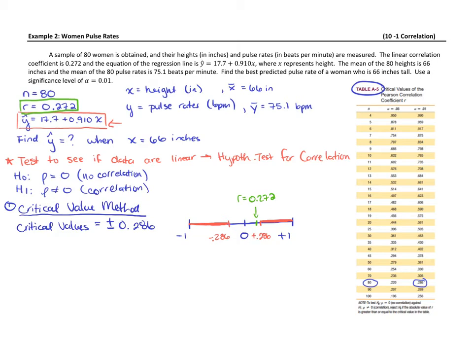All right, so because our correlation coefficient does not fall in the critical region, this suggests, so here I'll write this down, since R does not fall between -0.286 and +0.286, we're going to fail to reject the null hypothesis, which is that rho is equal to 0.